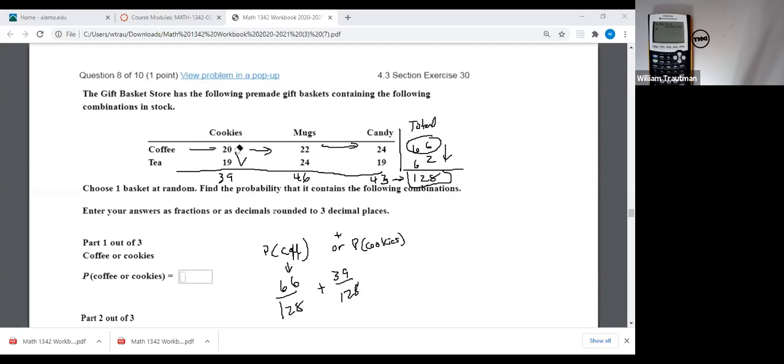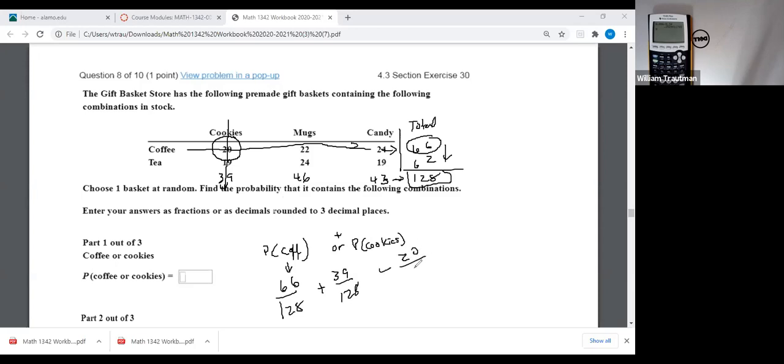So let me erase this and just show you. Remember, this is what we did in the last section. The probability of coffees: we added 20, 22, and 24 and got 66. Then the probability of cookies: we got 20 and 19 and got 39. Did we add any number twice? Do you see that 20, we added it twice? Because we added it twice, we had to subtract 1.